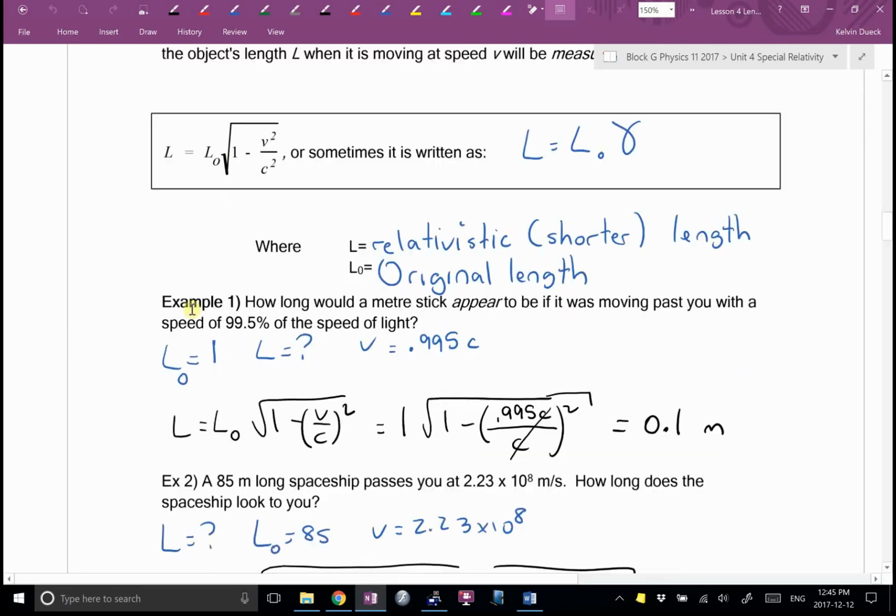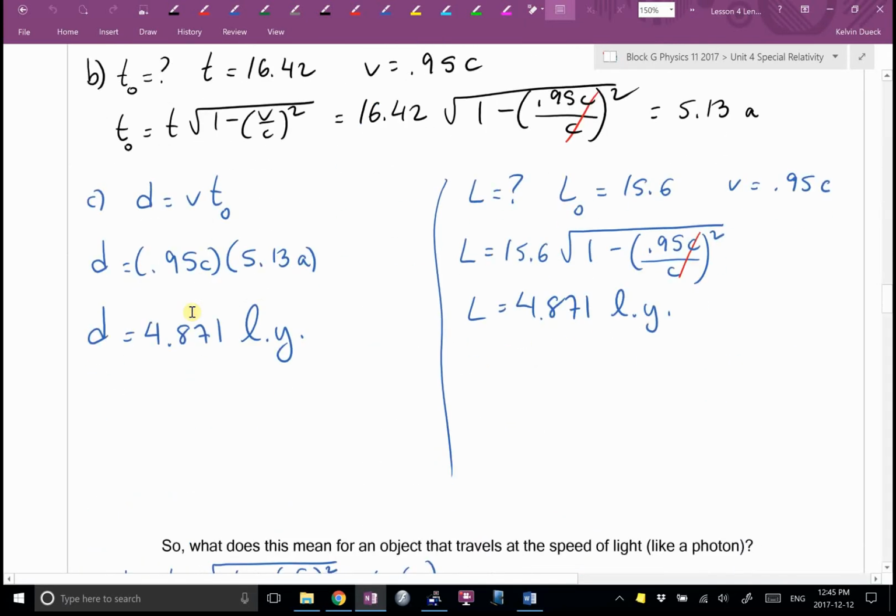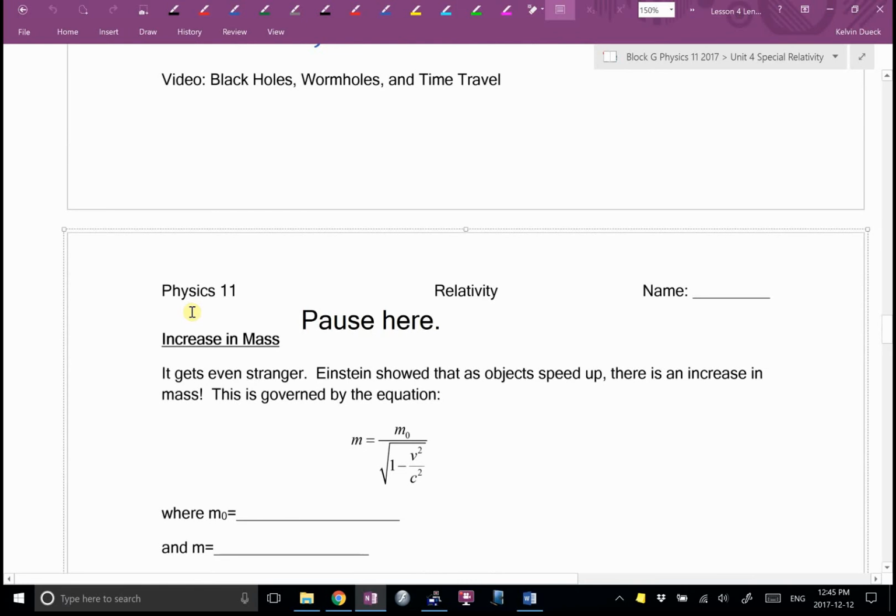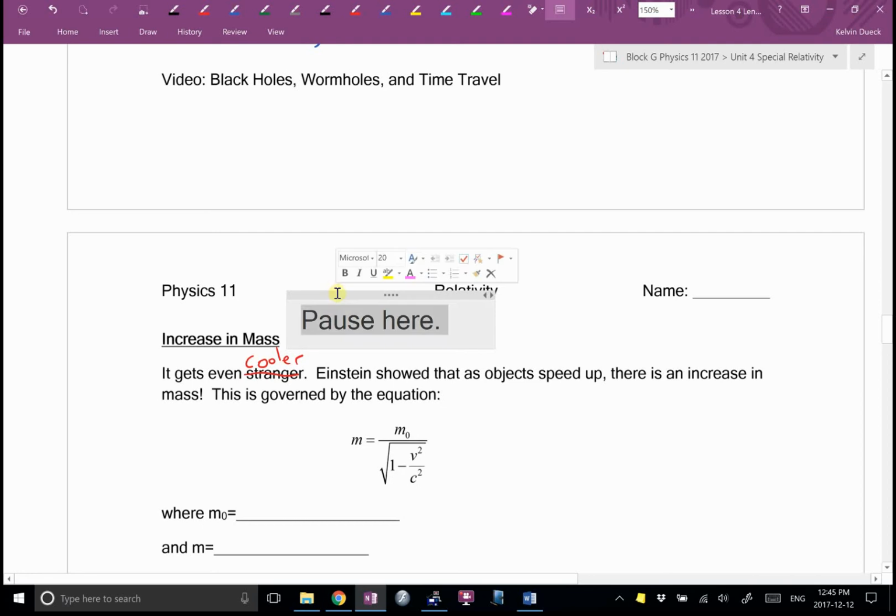Gets even weirder. Sorry, that's a typo. Hang on. Stranger, cross out stranger, cooler, I think. Einstein also showed that as objects speed up, there is an increase in mass. This mass is actually appearing in the form of energy. From this equation, if you're clever, you can also end up with E equals mc squared, which we're not going to get into, but that's one of Einstein's famous equations.